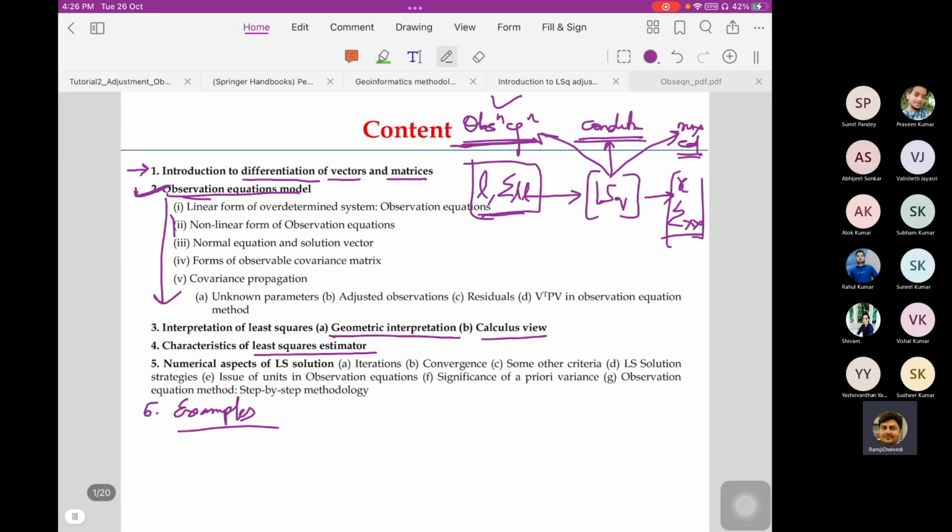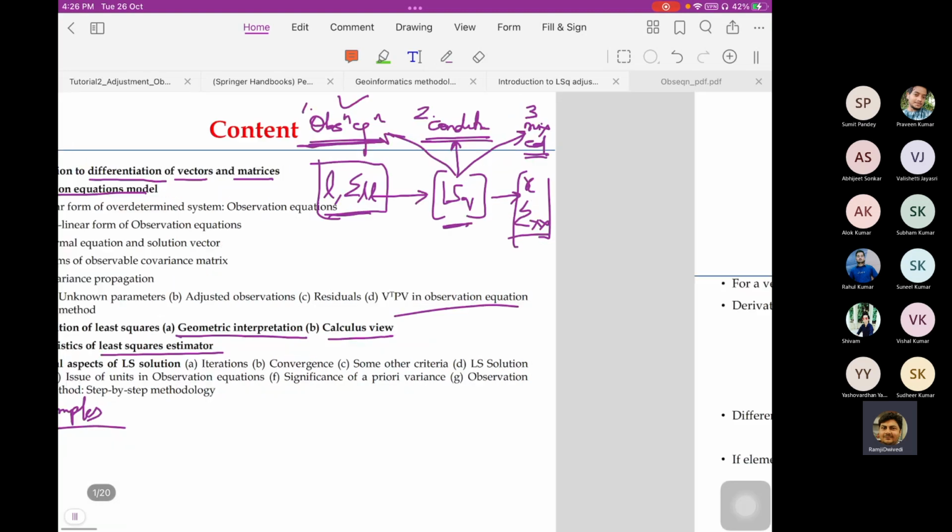So we'll first focus on the observation equation. Second, after maybe 2-3 lectures, we'll come back to the condition equation, and then after that we'll discuss the next one. So there are three models, and inside them we are inserting these observables. So quickly we are moving towards the introduction to differentiation of vectors and matrices.